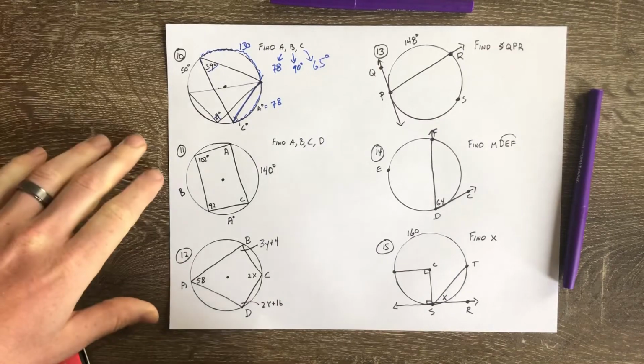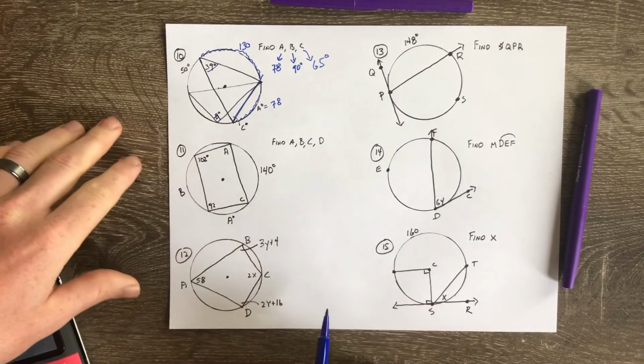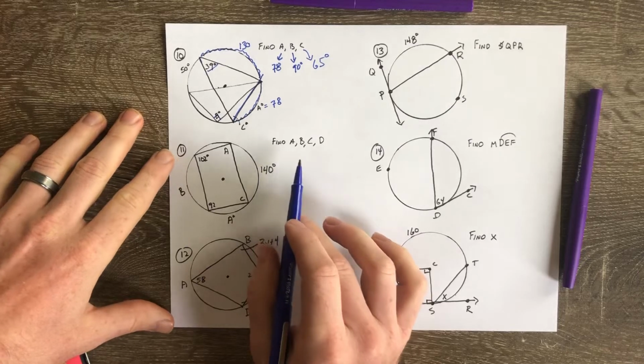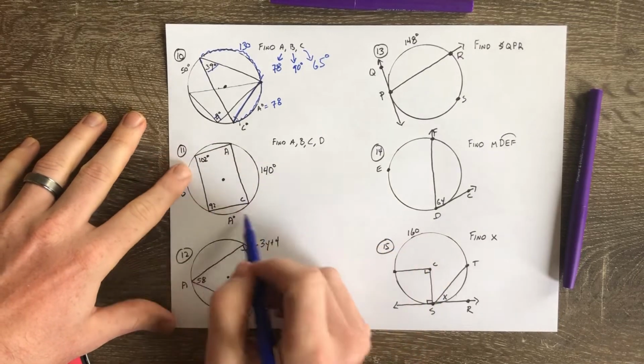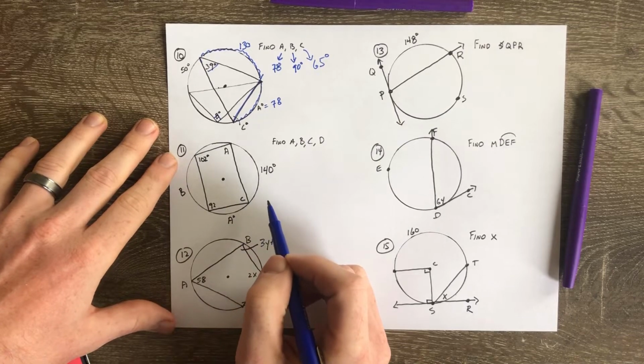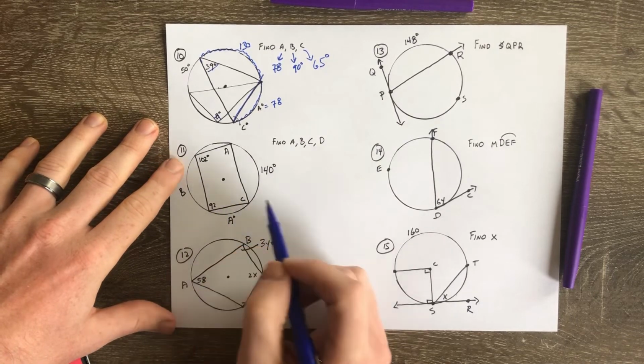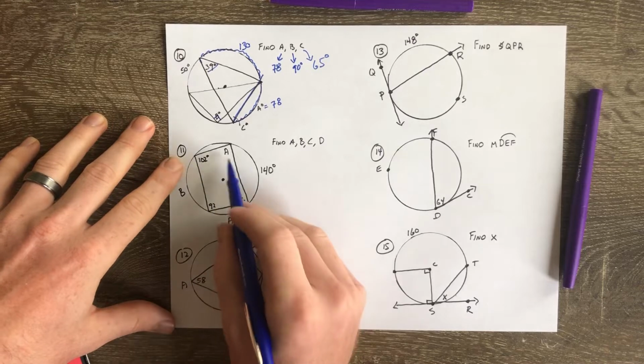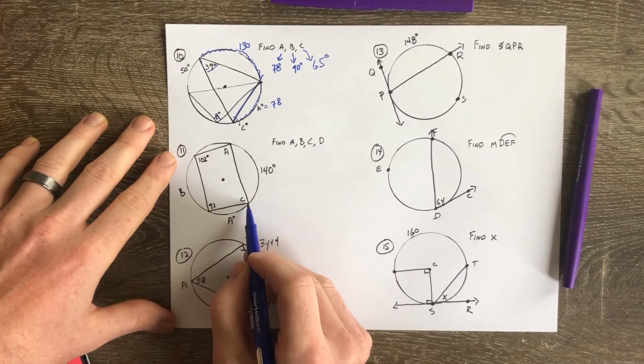All right, let's use our corollary 3 for these. So you have your rectangle, right? That's interesting. 90. Okay, so this is 92. We're going to find A, B, and C.